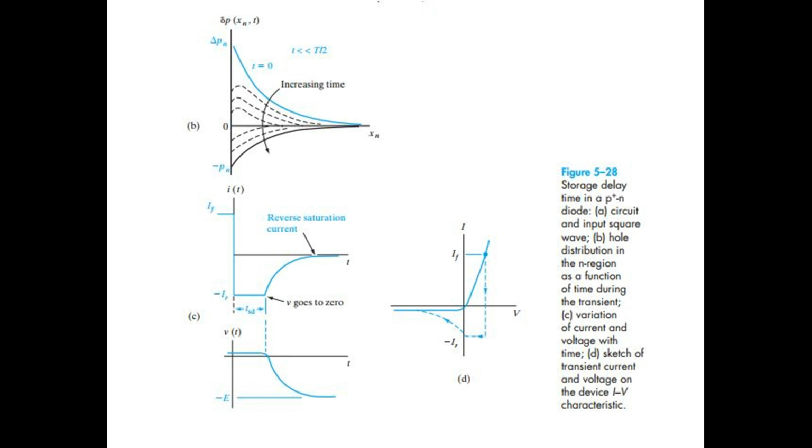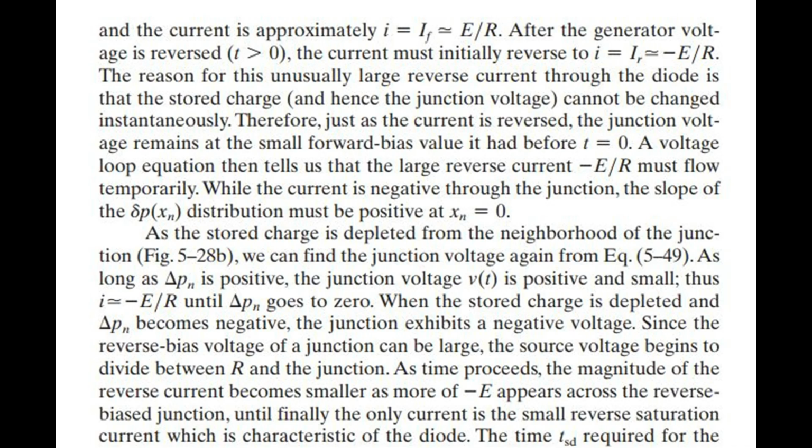Since the reverse bias voltage of a junction can be large, the source voltage begins to divide between R and the junction. As time proceeds, the magnitude of the reverse current becomes smaller as more of E appears across the reverse junction, until finally the only current is the small reverse saturation current, which is characteristic of the diode.